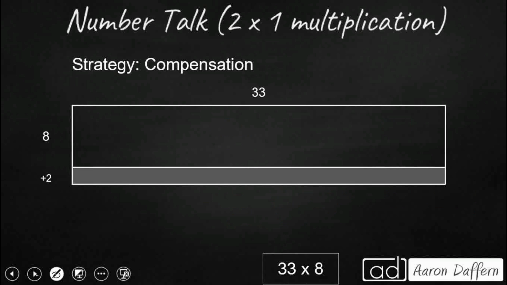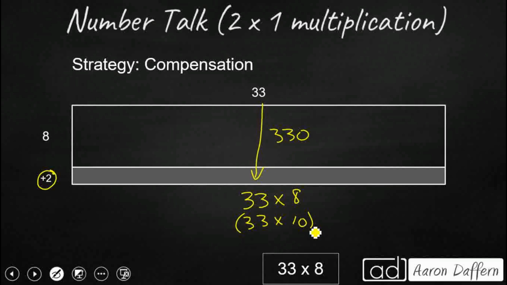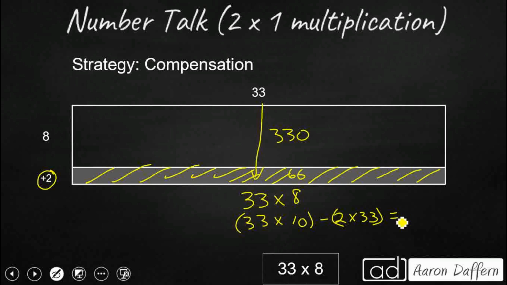So let's take a look at this third option here. We got 33 times 8. We're going to use compensation. We're going to change this 8 and say, if I add 2 more, 33 times 10 is really easy. So 33 times 10, well, that's just 33 with a 0. That's 330. But remember, I added 2 extra 33s in there, so I got to take those out. 2 groups of 33, which means we're going to take this 66 out of that 330, and we're going to get our 264.